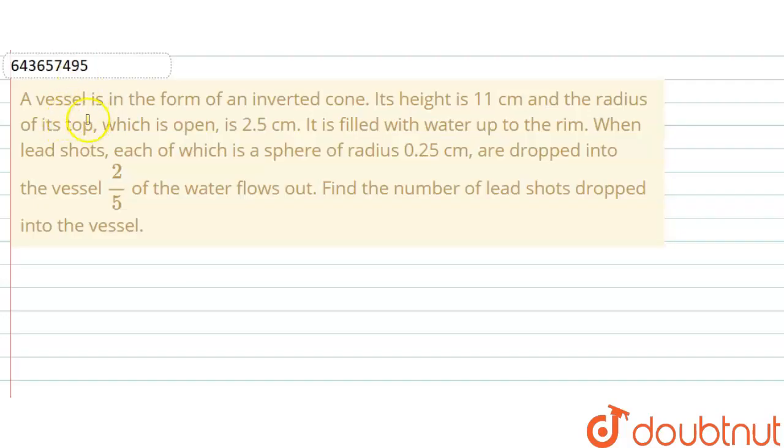Hello everyone. In this question, we have a vessel in the form of an inverted cone. Its height is 11 centimeter and the radius of its top, which is open, is 2.5 centimeter. It is filled with water up to the rim. When lead shots, each of which is a sphere of radius 0.25 centimeter, are dropped into the vessel, 2/5 of the water flows out. Find the number of lead shots dropped into the vessel.